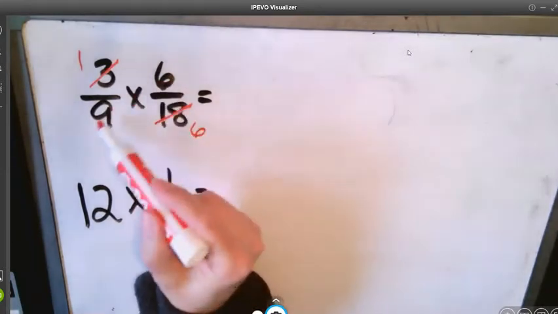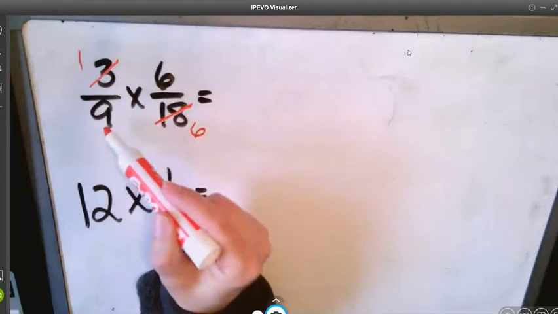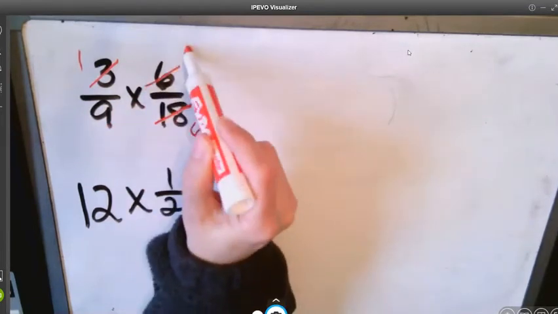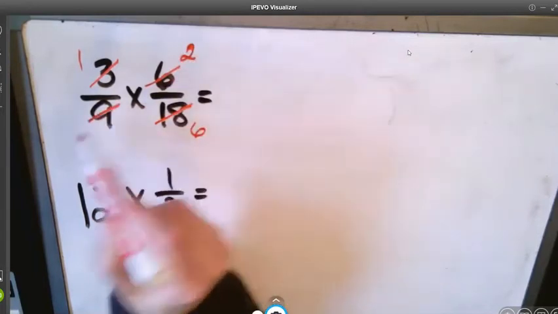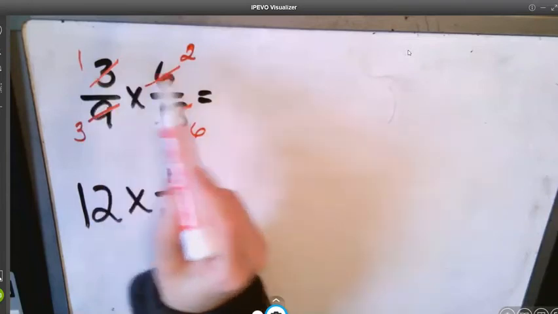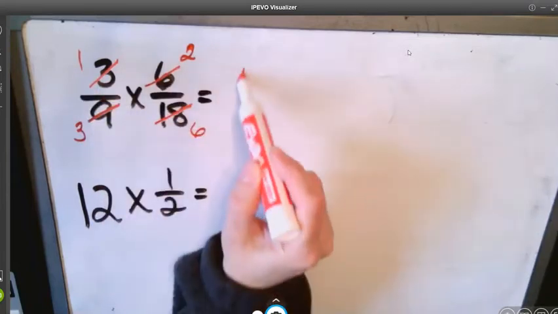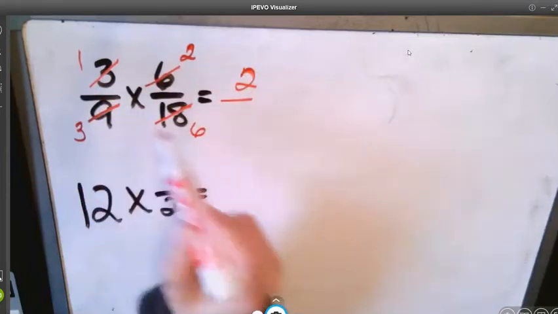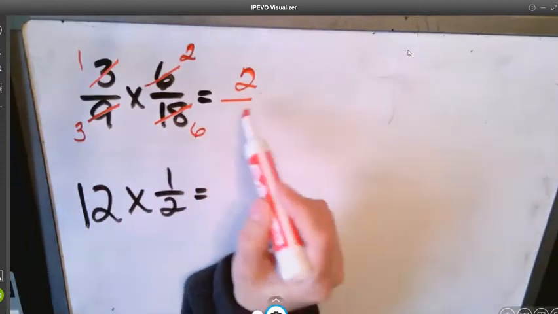And then I look at the other numerator and denominator. And again, the common factor is 3. 6 divided by 3 is 2. 9 divided by 3 is 3. So then I can just go across and multiply. 1 times 2 is 2. 3 times 6 is 18.